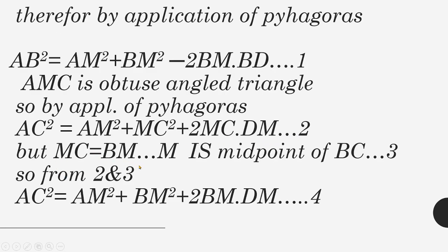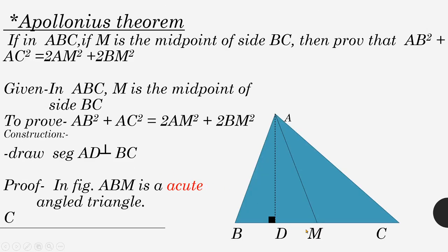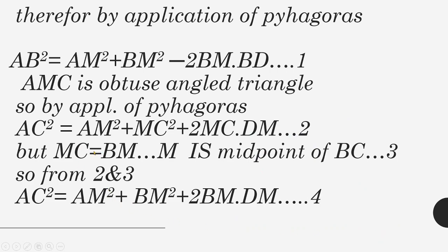But MC is equal to BM. See in the figure, MC is equal to BM. Why? Because M is a midpoint of BC, so the length of BM is equal to the length of CM. So you can write MC is equal to BM. So from the second equation, you can put MC as BM, MC square as BM square. So AC square is equal to AM square plus BM square plus 2BM into DM. This is our equation 4.